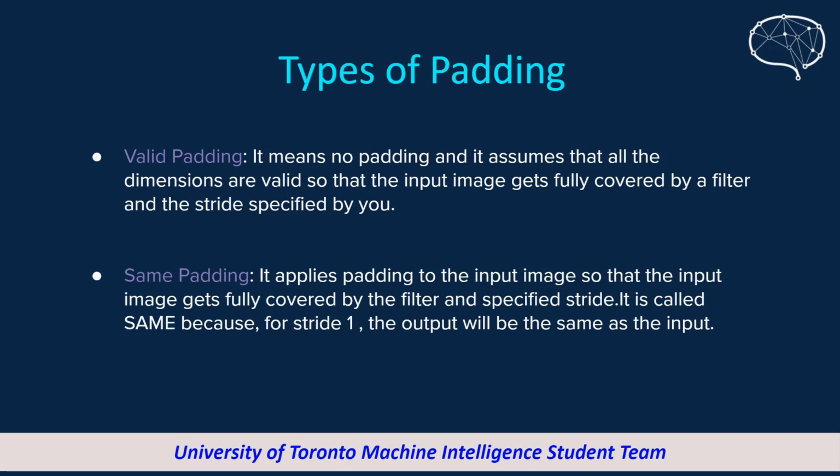The most common forms of padding are as follows. Valid padding. It means no padding at all, and it assumes that all the dimensions are valid so that the input image gets fully covered by a filter and the stride specified by you. Same padding. It applies the padding to the input image so that the input image gets fully covered by the filter and the specified stride. It is also called same because for stride 1, the output would be same as the input.